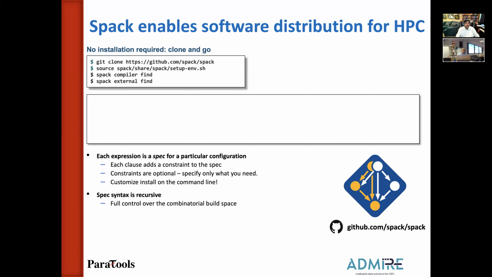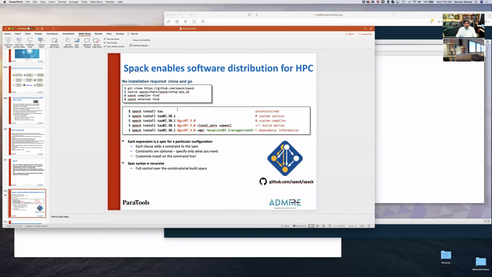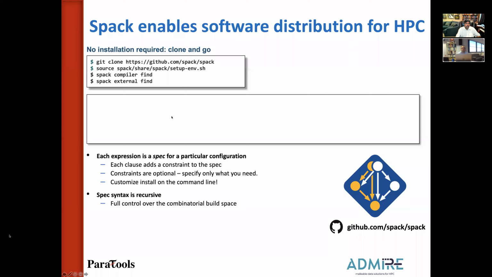And then you can use Spack to install packages. Like you can say spack install tau. In fact, if you did a which tau_exec, you'll find that it was installed through Spack. And then you can specify a version. You can say something like tau@2.30.1 for a custom installation.